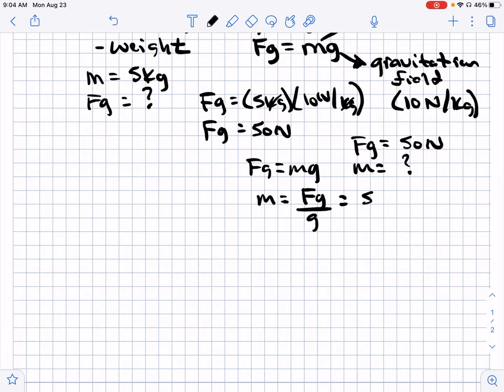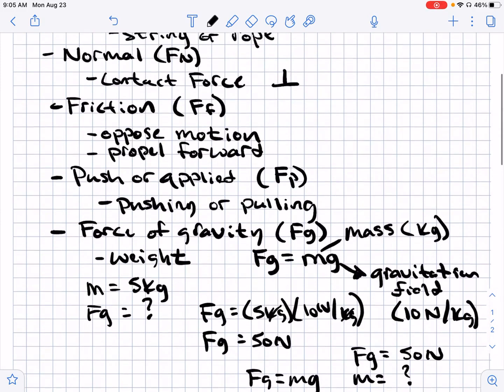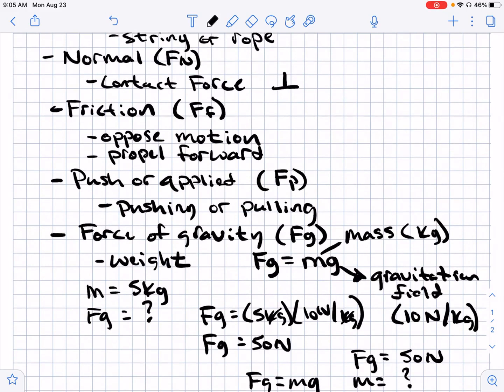So then that would give me 50 newtons divided by 10 kilograms, which equals 5 newtons per kilogram. So this force here, this gravitational force, has a specific equation that goes with it. Okay, normal force, frictional force. There is an equation for frictional force.